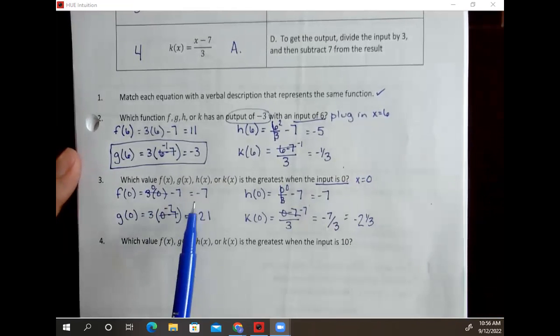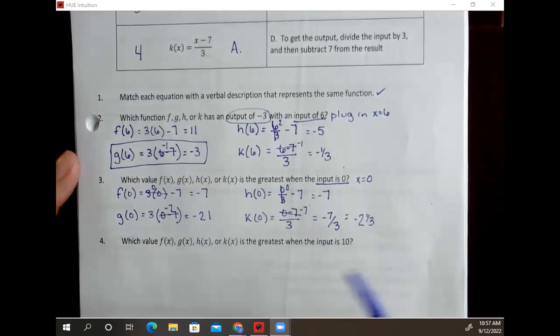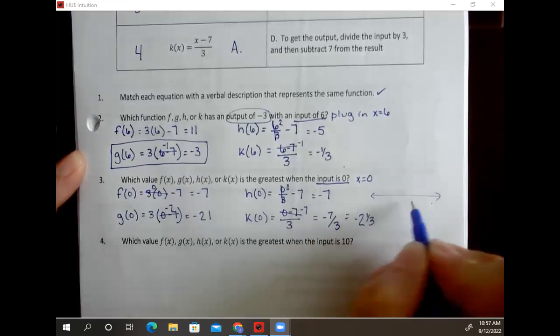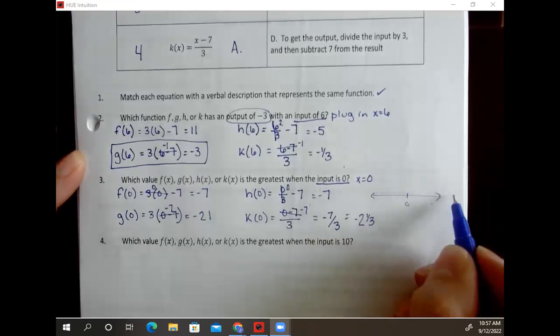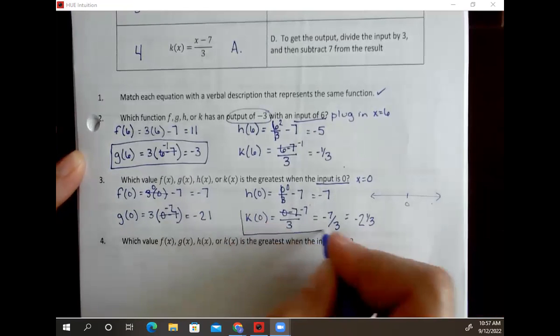So which of our functions gave us the greatest value here? Which of these outputs is biggest when I've plugged in 0? k, right? I've got all negative outputs this time. So if I thought about this on a number line, I would be looking for, since we're all over here, which value is furthest to the right? And that would be k.